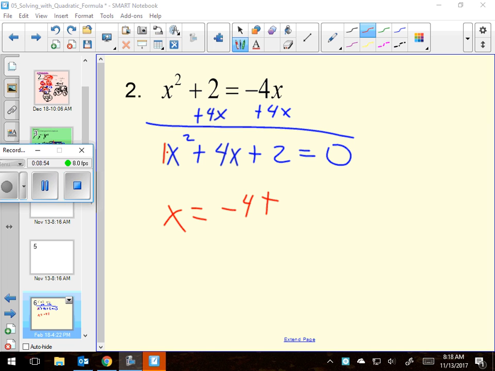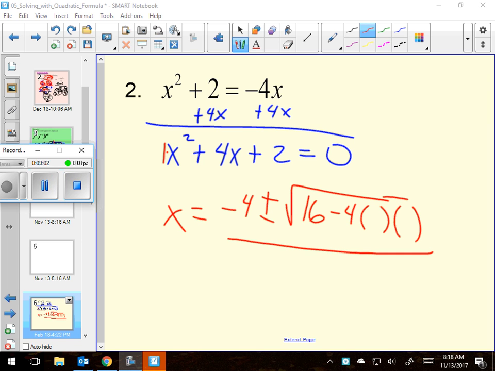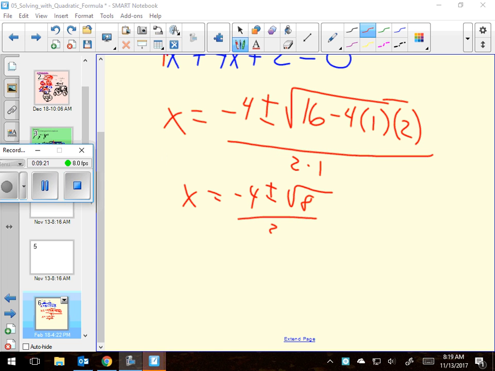Negative 4 plus and minus the square root of b squared, which is 16, minus 4, and this is where all the mistakes are made. Be careful underneath that root. All over 2 times 1. And then a is 1 and c is 2. And so it's negative 4 plus and minus the square root of 16 minus 8, which is 8, all over 2. And if you stop right there, you'll lose the points.